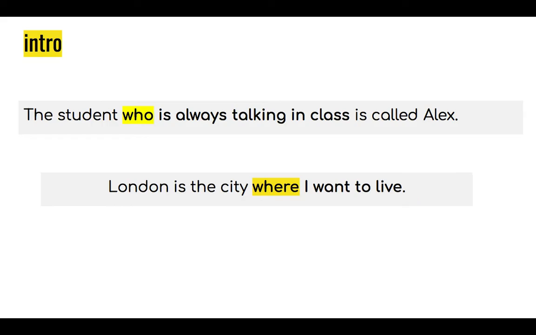So, the first thing you need to know is that there are a few relative pronouns in English, and that they depend on the noun they refer to. So, in the first example, we use who because it refers to a person. In the second sentence, we use where because it refers to a place. If you're not familiar with them, here you have a list.